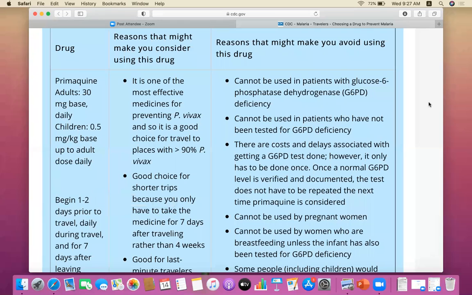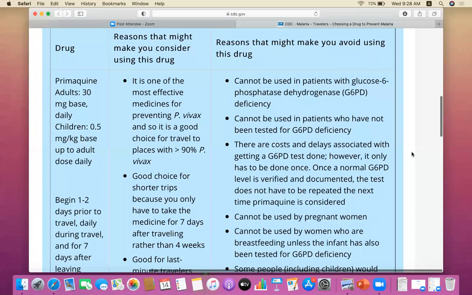A reason that might make you consider using this drug: it is one of the most effective medicines for preventing Plasmodium vivax, and so it is a good choice for travel to places with more than 90% Plasmodium vivax. If there is a report from the medical agency that a specific area has a high prevalence of malaria cases with Plasmodium vivax, then he can take primaquine, the best drug.